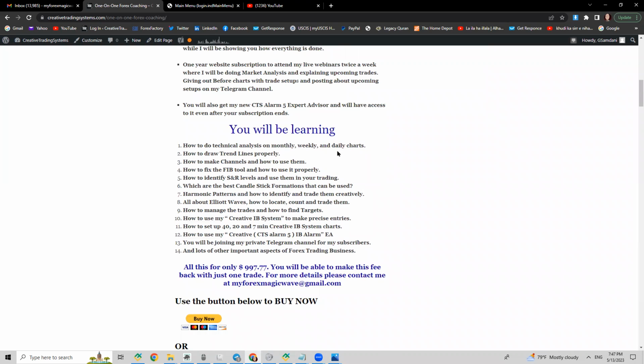How to do technical analysis of monthly, weekly, daily charts, draw the trend lines, how to do the channels, Fibonacci tool, how to fix it, Fibonacci retracement, expansion, and extension. How to identify SNL levels, which ones are good, which ones to work with. And then the candlestick formation, on top of that, harmonic patterns, Elliott wave, and how to find the targets. Once you open the trade, it is very important to know where the target is.